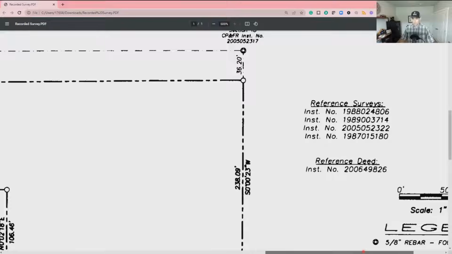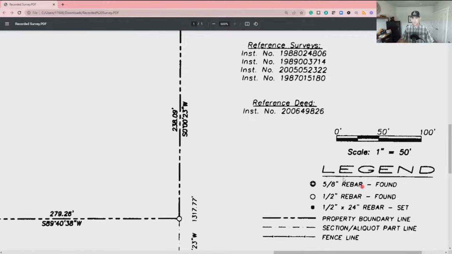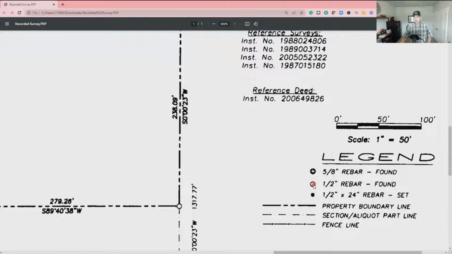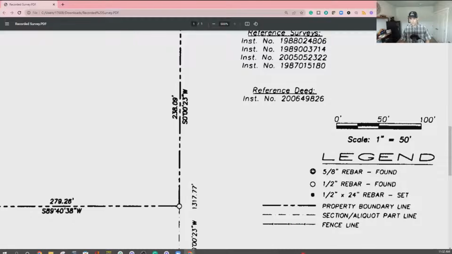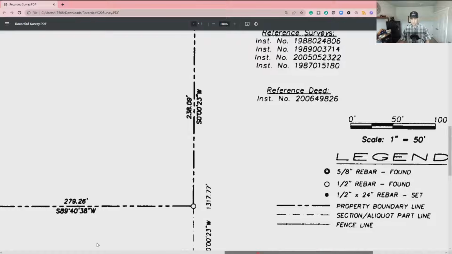So the legend is here. This thinner line on this circle is a 1/2-inch rebar found. This is 1/2-inch by 20-inch or 1/2-inch by 24-inch rebar set. So that's what you're seeing over here. That's how we're representing it. And remember, this property boundary line has a kind of dashed mark, and then the fence line has the dots over here. So we're going to run back over here and we'll look at this again.